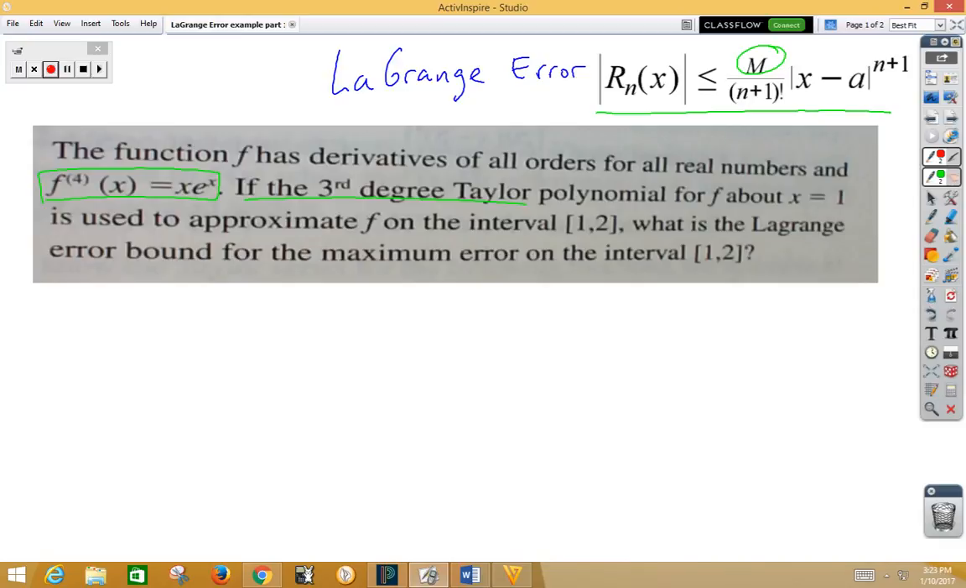So we have a Taylor polynomial about x is 1, used to approximate on the interval from 1 to 2. That's going to be very important. What is the Lagrange error bound for the maximum error on the interval 1 to 2?